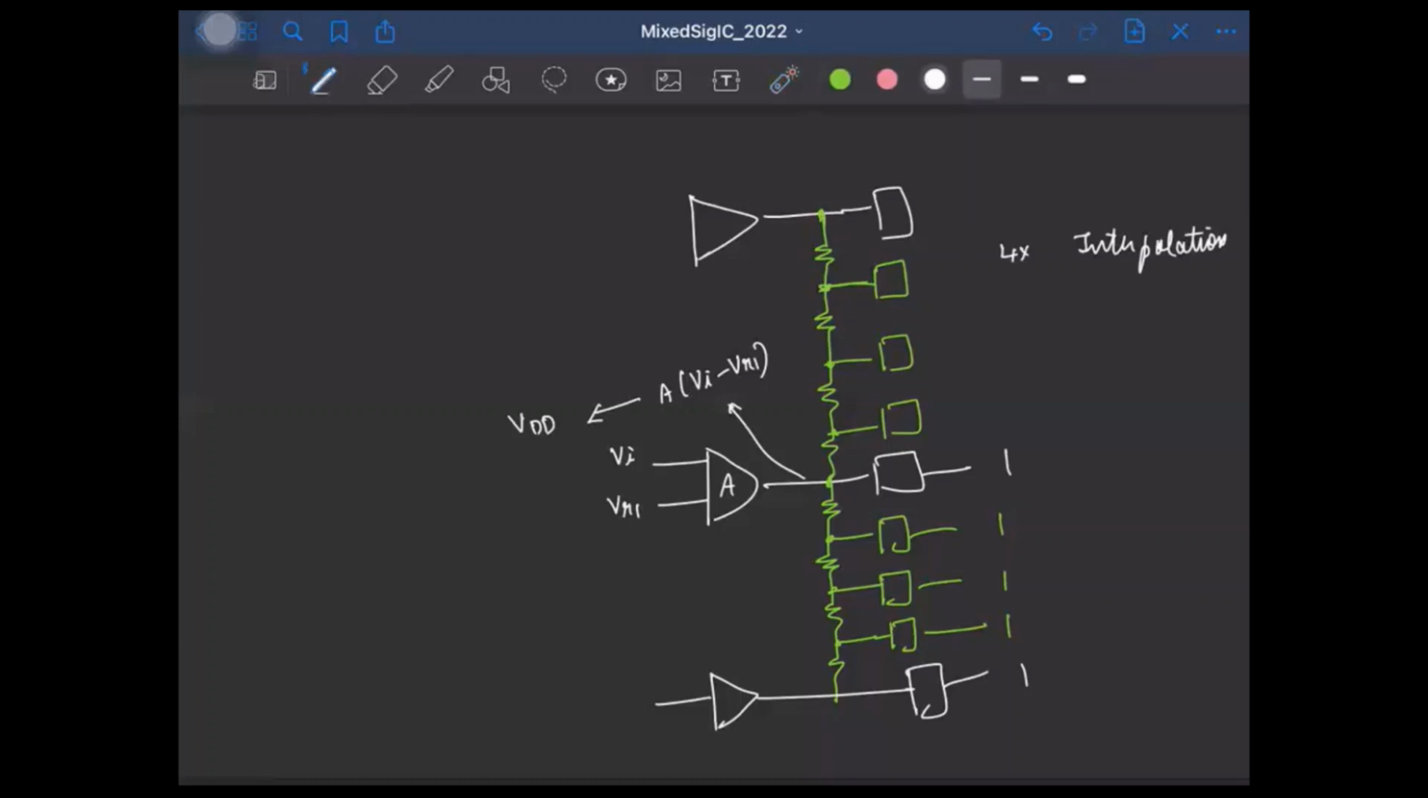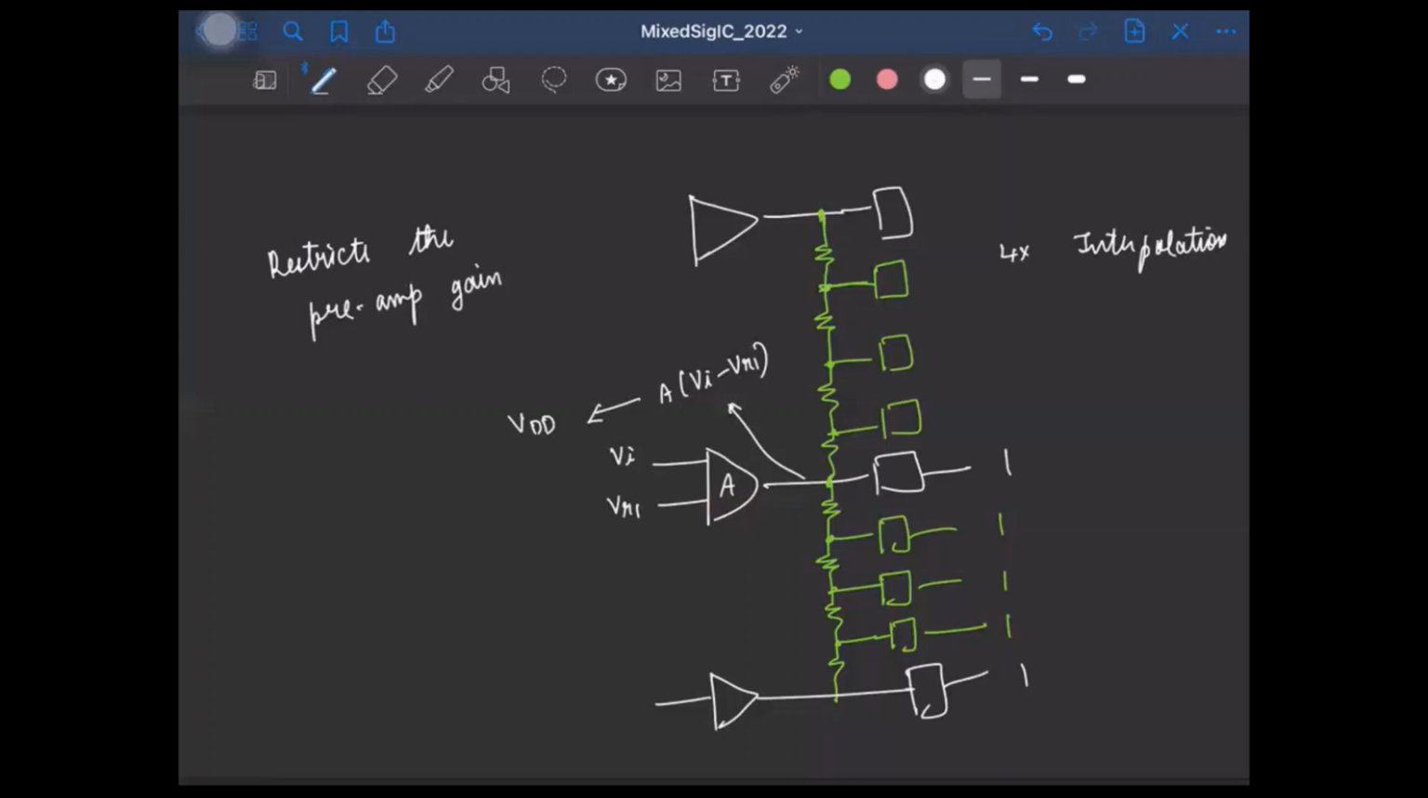So what we need to do is, to have a reliable operation with this interpolation, the gain of the preamp has to be restricted. So this restricts the preamp gain so that the output doesn't saturate. That is, the output of the preamp doesn't saturate.